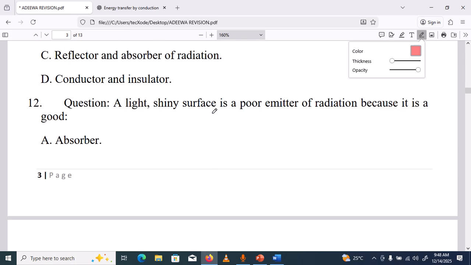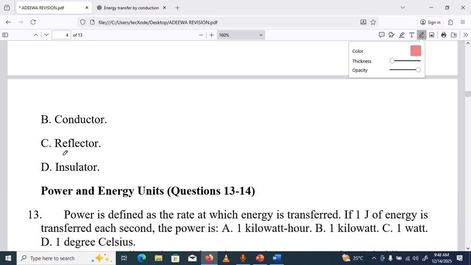Now a light shiny surface, for example, is the direct opposite of dark, so it is a poor emitter because, of course, it's a poor absorber. Just like what we had for question 11, a good absorber is a good emitter. So a poor emitter would be a poor absorber. Oh, okay. That means A will not be the right answer in this case. Sorry for that. I didn't read the other part. So it's a poor emitter because it is a good reflector. Yeah, it's a good reflector. That would be the right answer. If I say a good absorber, then I'm saying it's black, so that would not be right. So the right answer is C.